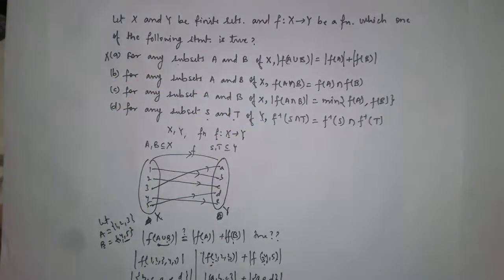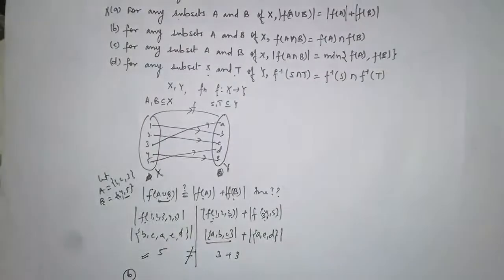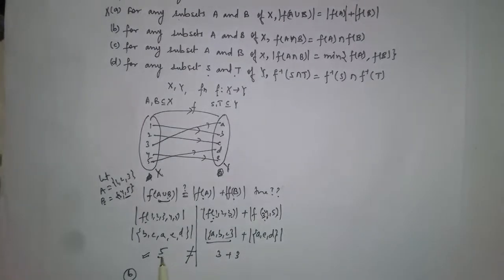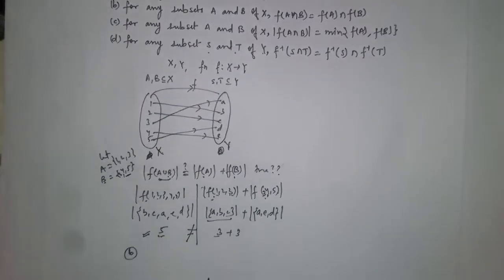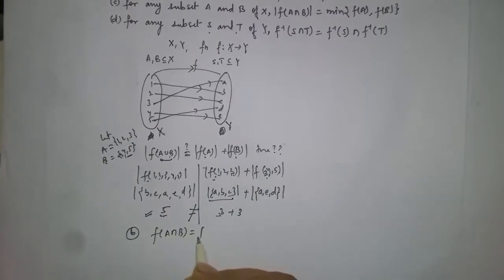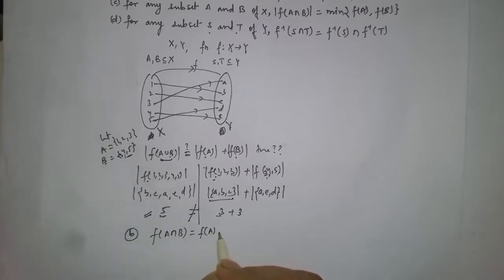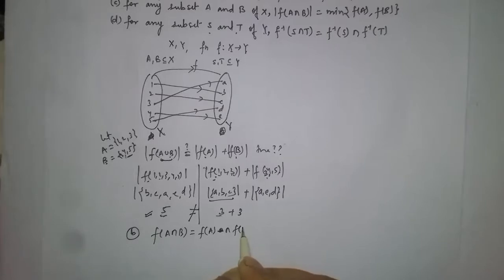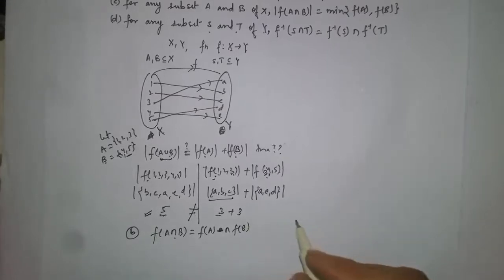They are not equal because it is 5 and it is 6. Now we will check option B. Option B says that f(A ∪ B) is equal to f(A) intersection f(B). This is also intersection, I have said it wrongly. So let's see another function.